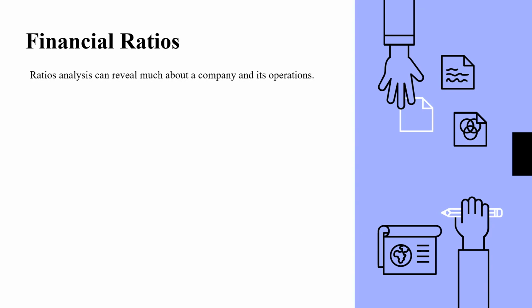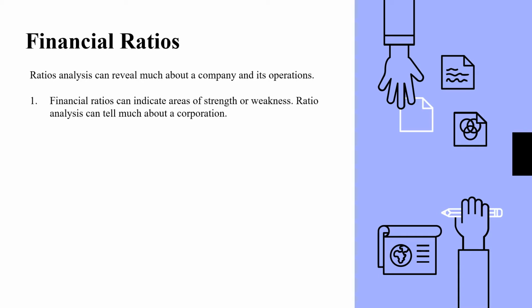So, ratio analysis can reveal much about a company and its operations. First, it can indicate areas of strength or weakness. It can tell much about a corporation. So through the use of financial ratios, we can see later what are the strengths and weaknesses of a certain company. Mapipinpoint natin or makikita natin through the numbers or through figures or through dun sa mako-compute nating ratios kung saan mahina or saan merong strength si business.